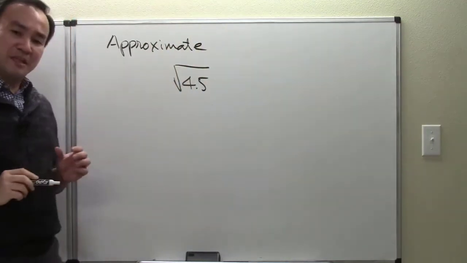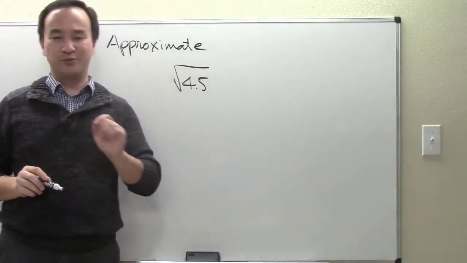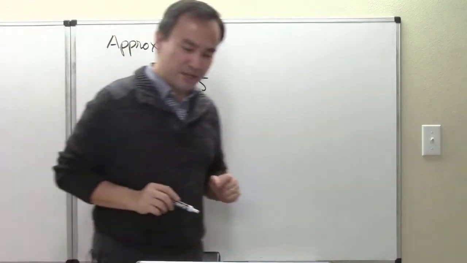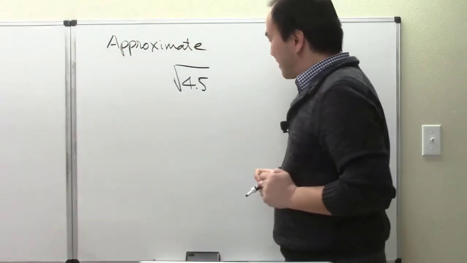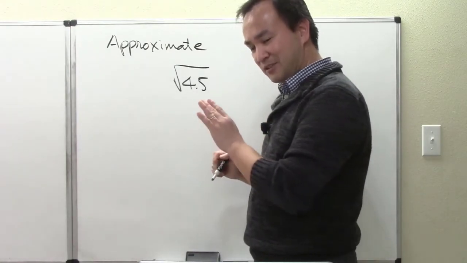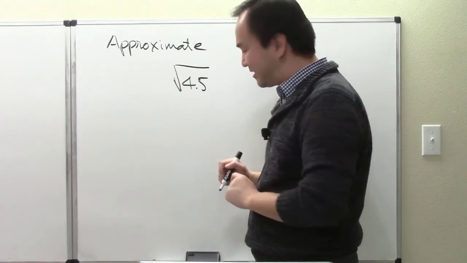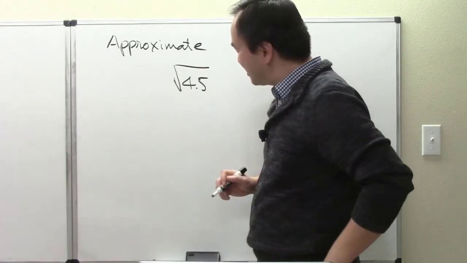Approximate just basically means we get the closest answer to the real answer as we can. And that's what approximate means. And here's the thing. Again, keep in mind, we don't have the square root. Pretend that we don't have the square root operation on our calculator. And so how do we approximate?